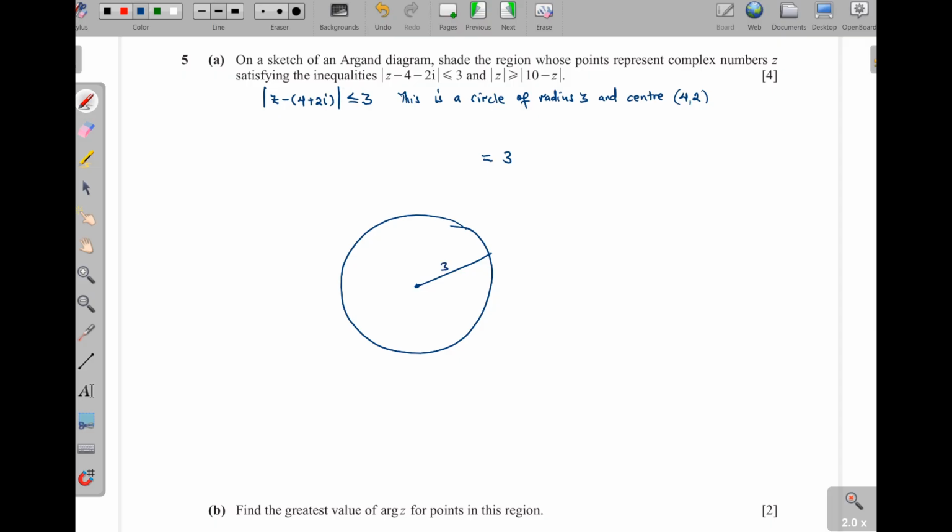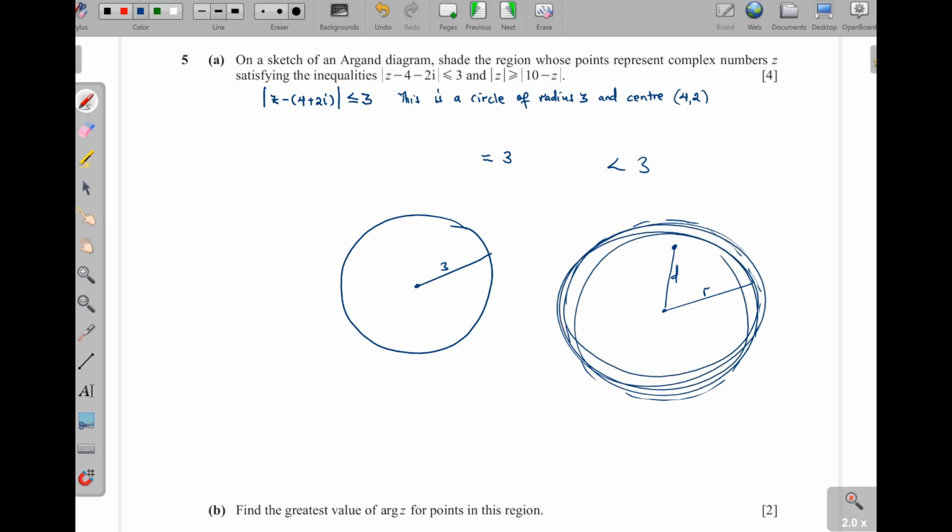You see that? But then, if it is less than 3, that means we are looking at points inside this circle, okay? Inside this circle. So any point that is inside this circle, its distance here is less than the radius here. So we are looking at inside the circle. That means when we are drawing, this one has to be dotted. The circumference has to be dotted.